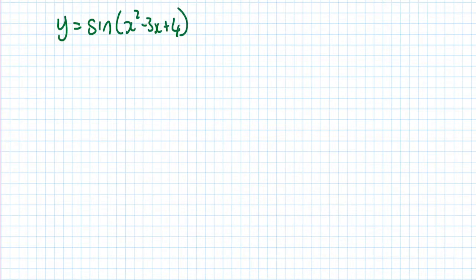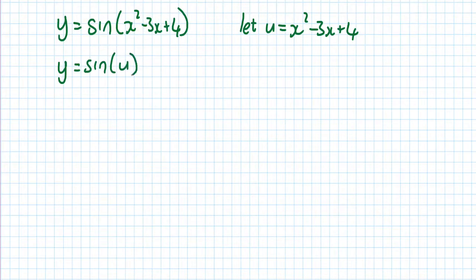What about using the chain rule with trig functions? Well, we can also use that. What if we have y equals sine of x squared minus 3x plus 4? Again, what we've got is a quadratic inside of a trigonometric function. So let u equal x squared minus 3x plus 4. Then we can write y as the sine of u.